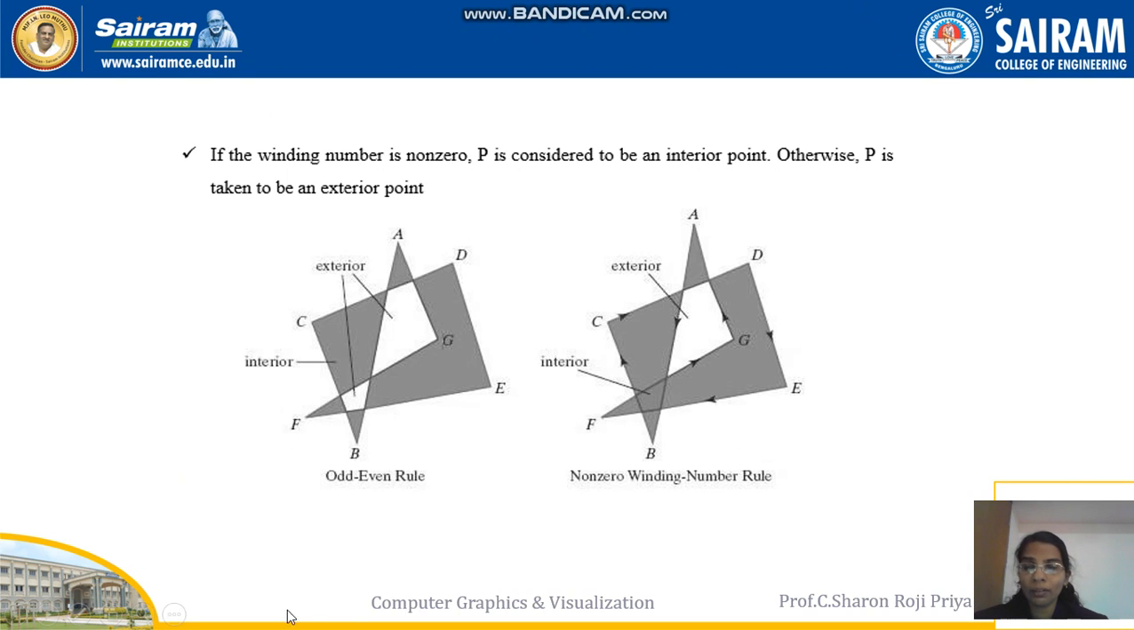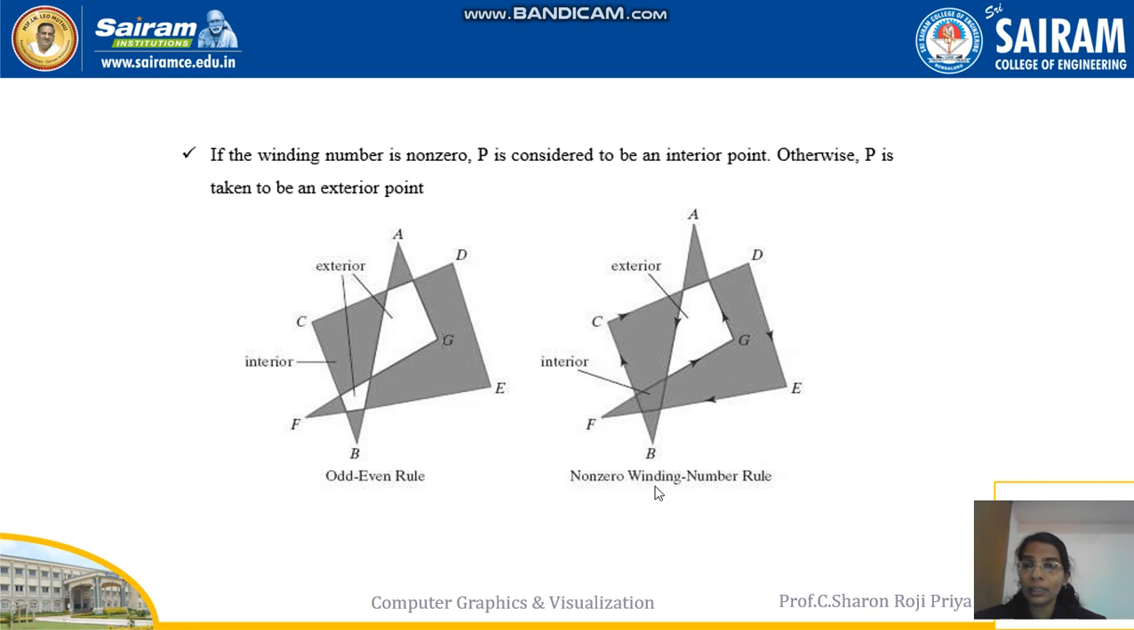So I have an example here. I want to check whether this point is interior to my polygon or exterior. So what I can do is, from that point I draw a line in any direction. I have drawn a line in this direction. Now I am counting how many edges of my polygon this line is intersecting.